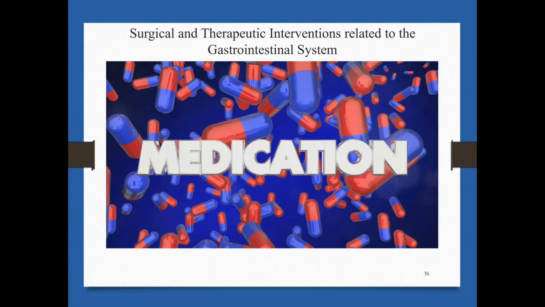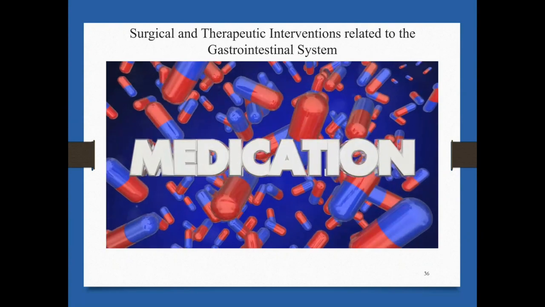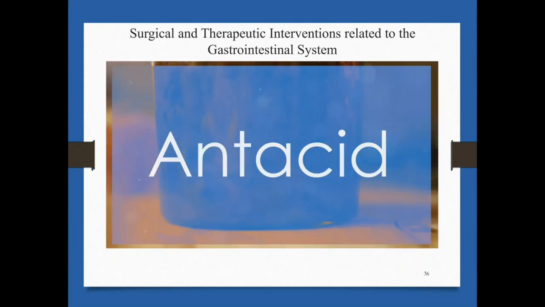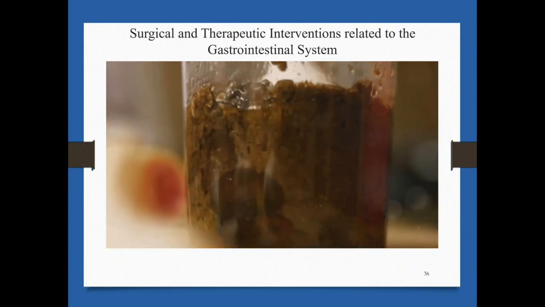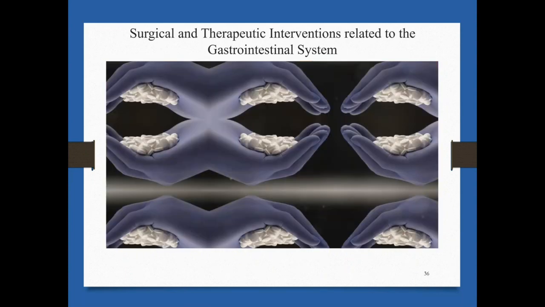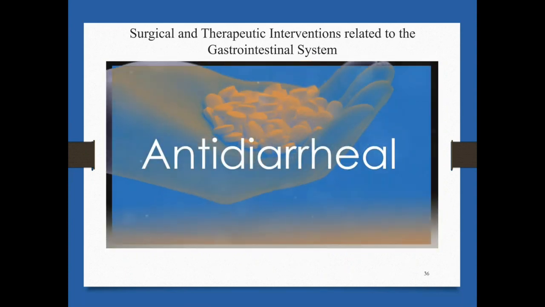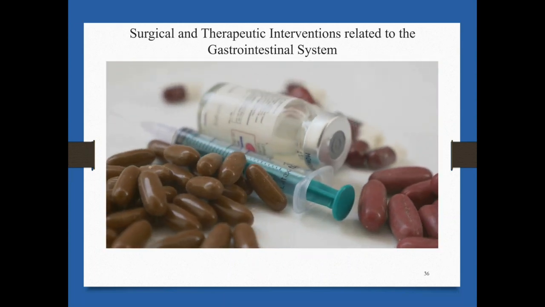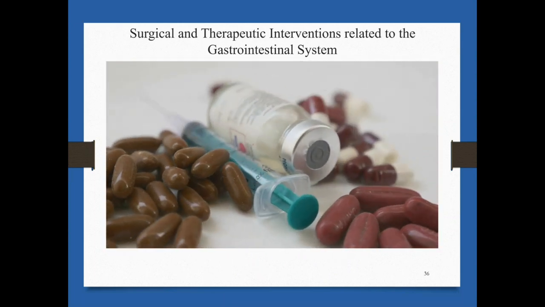Anorexiant, medications that suppress appetite, often used in the treatment of obesity. Antacid, medications that neutralize stomach acid to relieve heartburn, indigestion, or an upset stomach. Antidiarrheal, medications that alleviate diarrhea by slowing down bowel movements or absorbing excess water in the intestines.